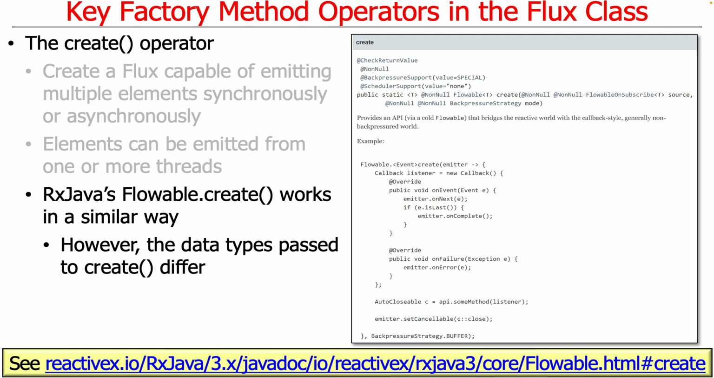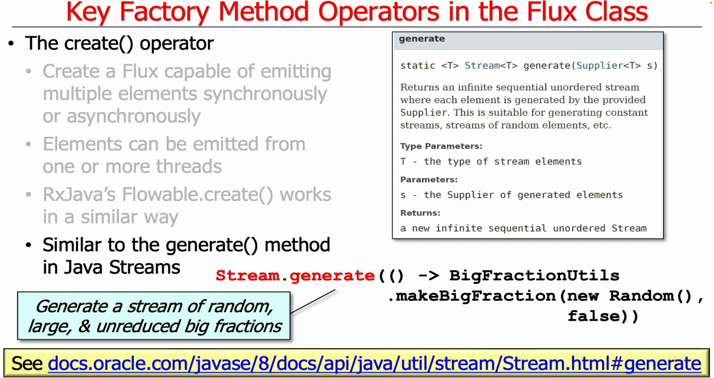RxJava has a class called Flowable with a create method that works the same way. However, the data types that are passed are slightly different because why not? Let's just make things different. There's a similar method in Java Streams called generate. And the Java Streams generate method will take whatever you pass it, which is basically a supplier, and just keep doing stuff over and over again forever unless you limit it by some limit operation later in the stream.